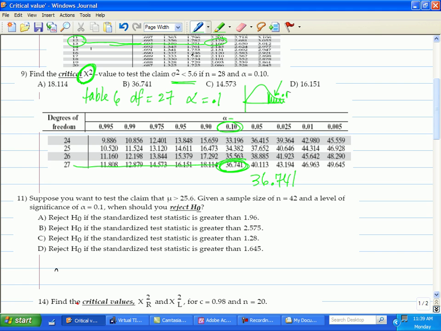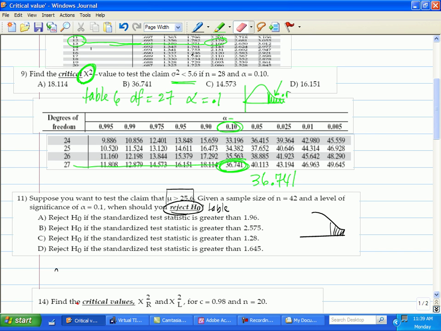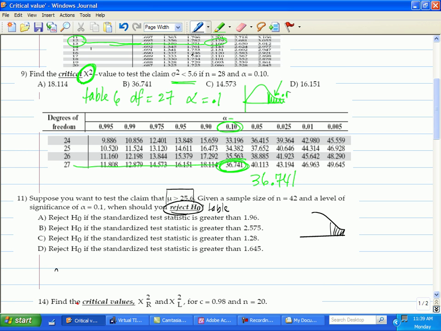In the next problem also, the question right here is whether to reject or not to reject. That means I need the table value. First of all, this is a right tail, so automatically I want to graph a right tail, which is on this side. The next thing to keep in mind is that since the sample size is large, we're looking for Z. And over here they gave me alpha equal to 0.1.